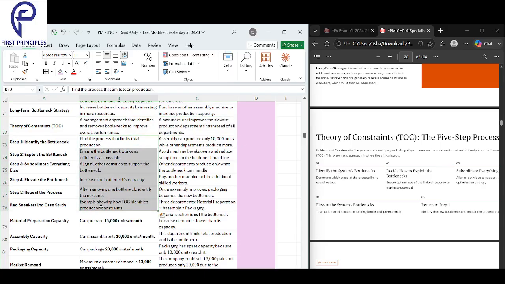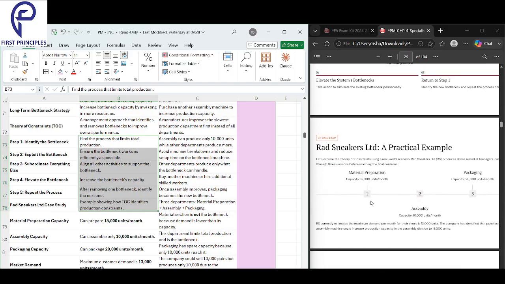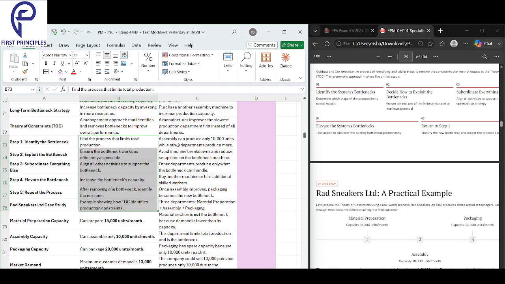So, first, you identify it. Second, you exploit it. Third, you subordinate everything else. Fourth, elevate. Fifth, repeat. Okay, so we'll have this case study as well. But first, we identify the bottleneck. What is really not working? An assembly can produce only 10,000 units while other departments produce more. Okay, so that's your bottleneck.